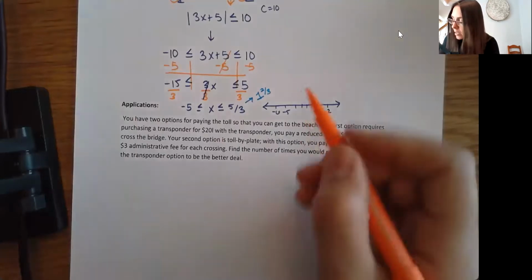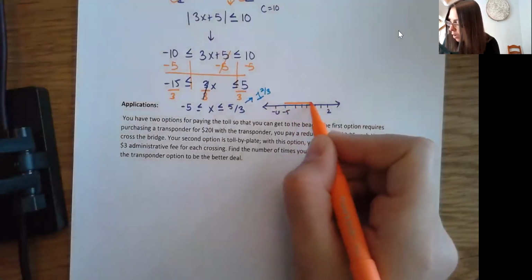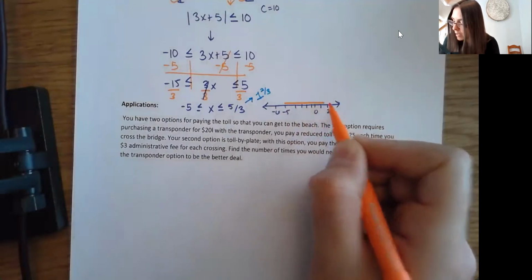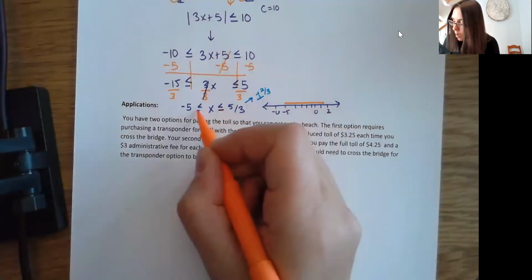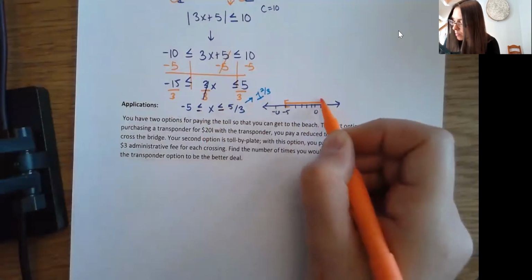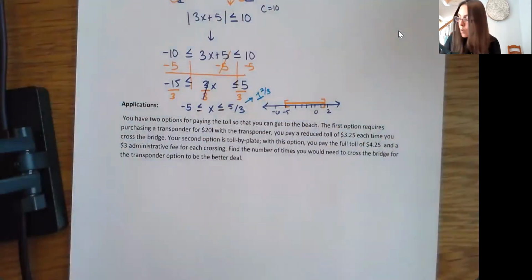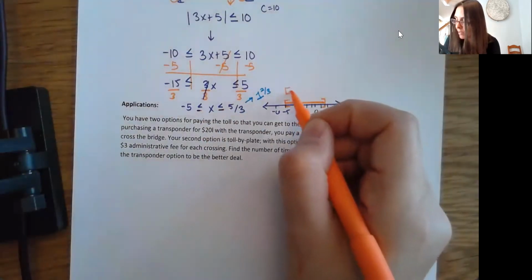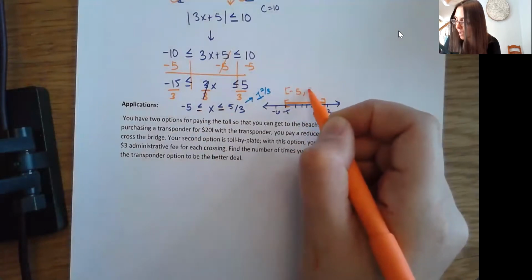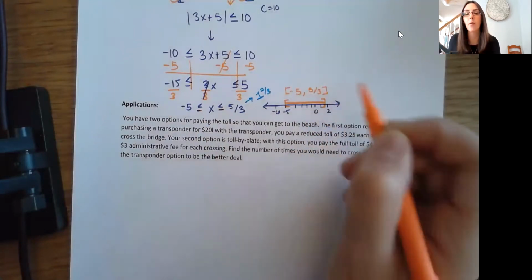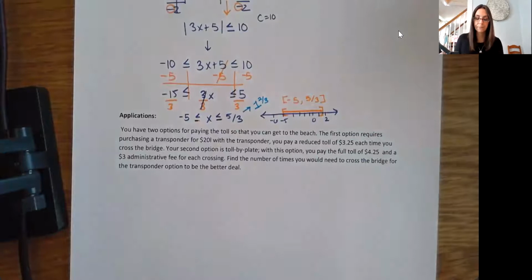So I'm shading between that negative 5 and almost 2, but not quite. And I do use brackets because of my equality piece here on both sides. If I want to write this in interval notation, it's negative 5, comma, 5/3. Again, mirroring that with brackets on both sides.